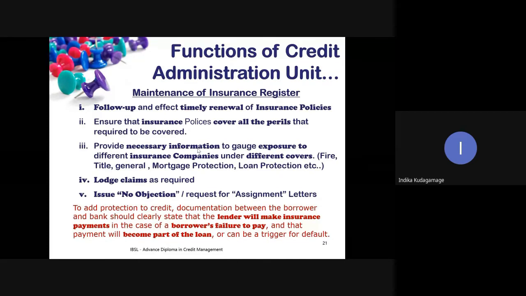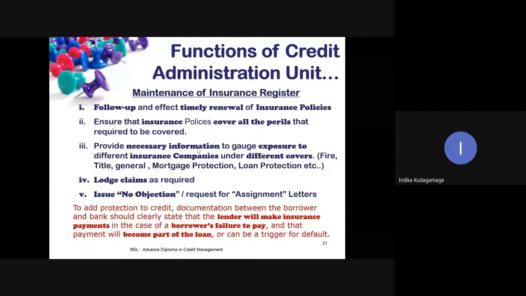Then suddenly, nowadays we see, we get the insurance policy, but the customers have not paid. Then when we go for a claim, they say, no, this has lapsed. Right? So we have to make sure whether the customer has paid before issuing the original policy to the bank. Then the original policy should be there. Then that policy should be assigned to the bank as well. Otherwise, you can't claim money. Money will go to the customer.